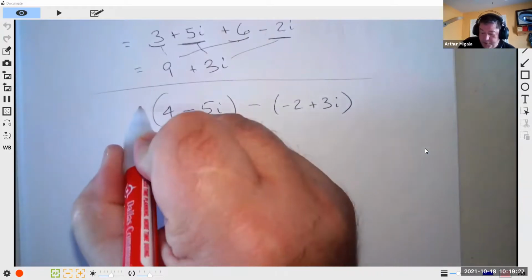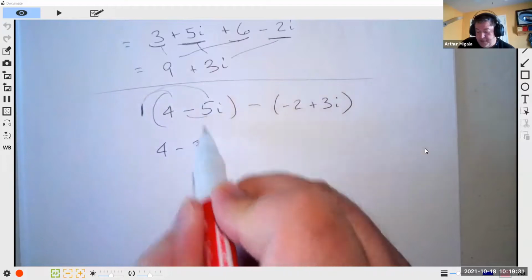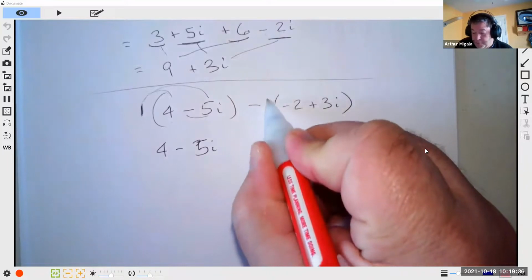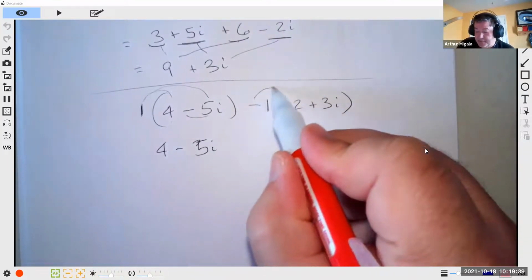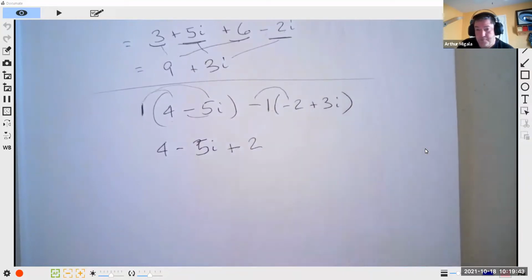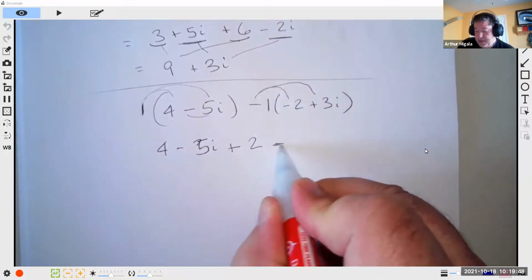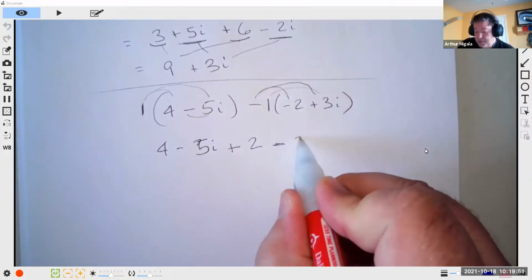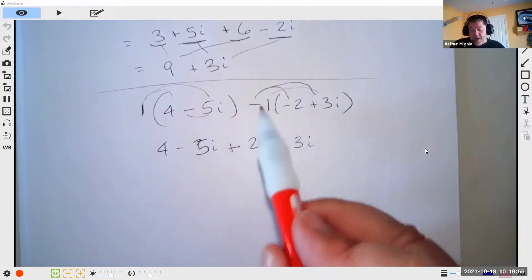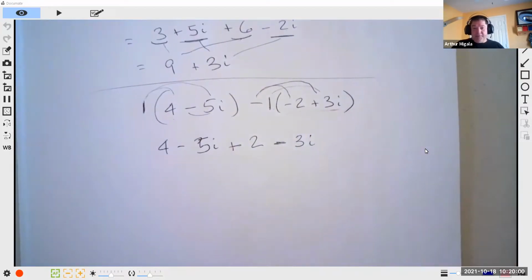What you're really doing here, there's a 1. So 1 times 4 is 4. 1 times -5i is -5i. That's what you're really doing. But now in the second one, negative times negative is a positive. 1 times 2 is 2. Negative times positive is a negative. 1 times 3i is 3i. So if you have a negative in front of a parenthesis, it changes the sign of everything inside there.